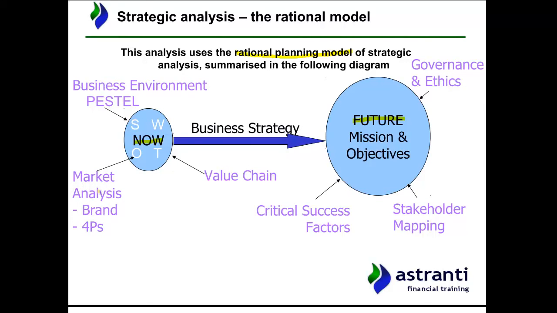Getting an idea of where they are now and where they want to be in the future is going to help us come up with a business strategy for the company, one that is specifically designed to take them from where they currently are to where they want to be. That's the general idea behind the rational planning model, and that's what we're going to be doing in this video.